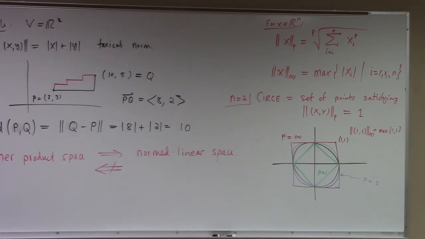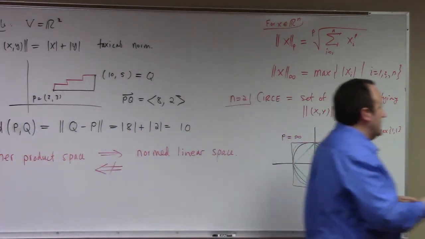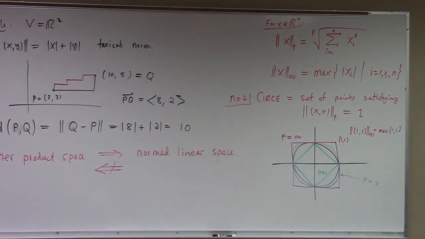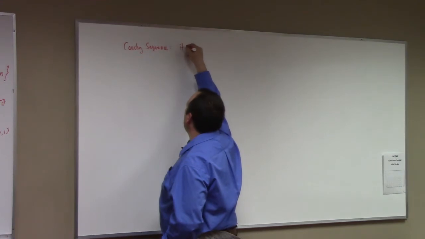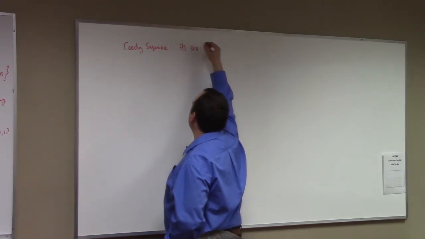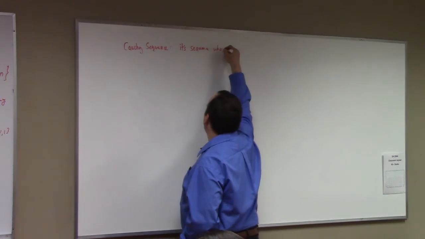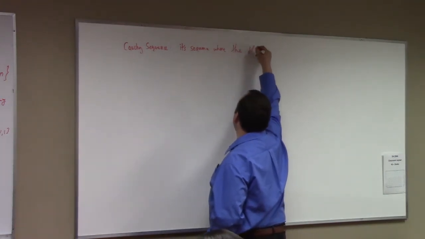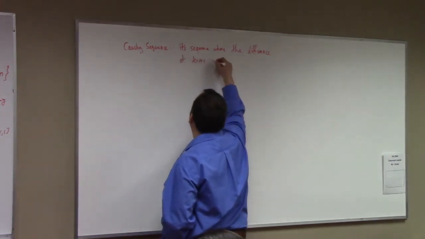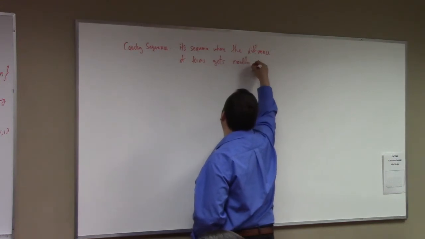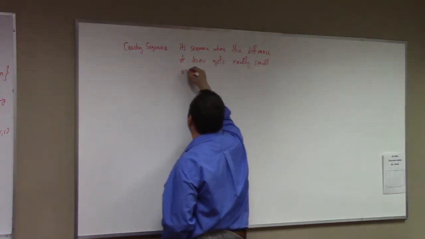So again, a vector space with a norm is a normed linear space. Now getting back to your question about Cauchy, there's a thing called Cauchy sequences. What's a Cauchy sequence? I'm not going to give you a technical definition, but basically it's a sequence where the difference of terms gets really small as n goes to infinity.